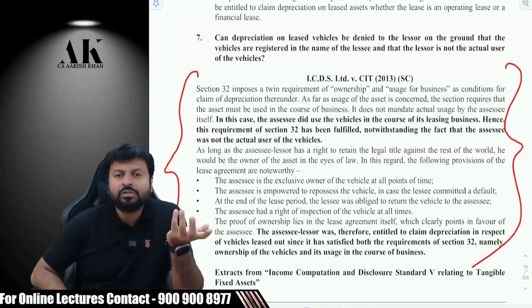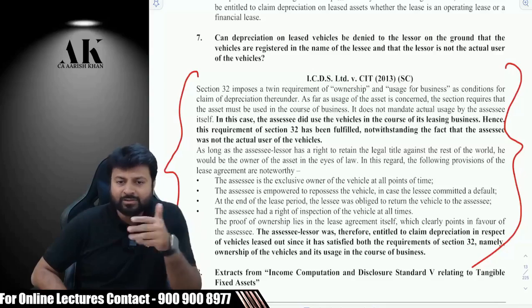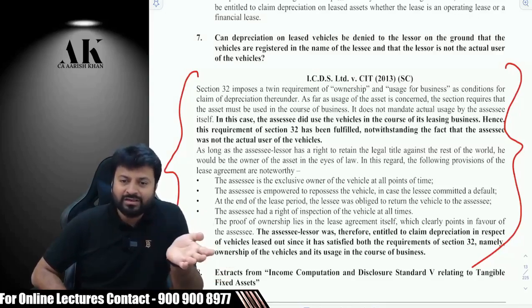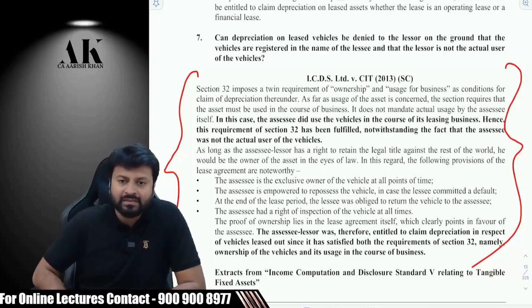Then who is going to claim? There has to be some person in this world now who is the owner of the asset. Lessee himself does not consider himself as an owner, and the assessing officer is not giving the benefit to the lessor. That is absolutely wrong. If the lessee would have claimed depreciation, then that would have been a different case. Then the case would have been strong on the department's side, right? The department could have raised that point.